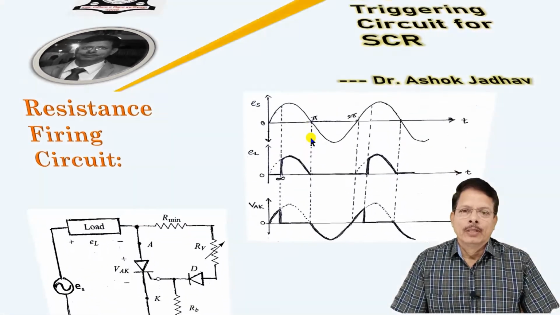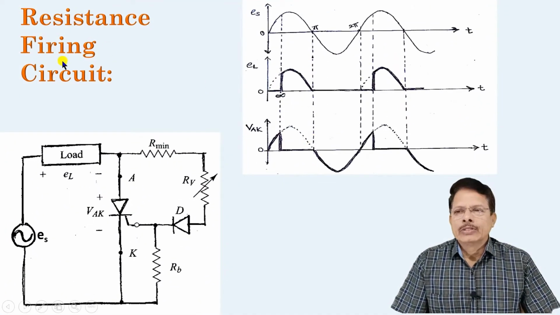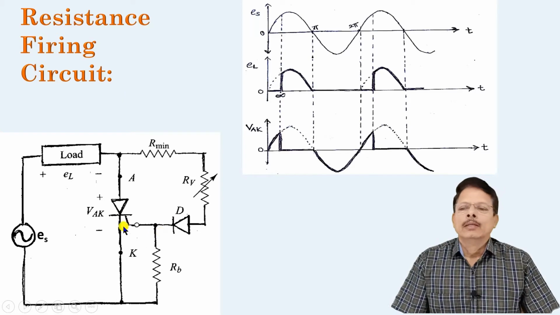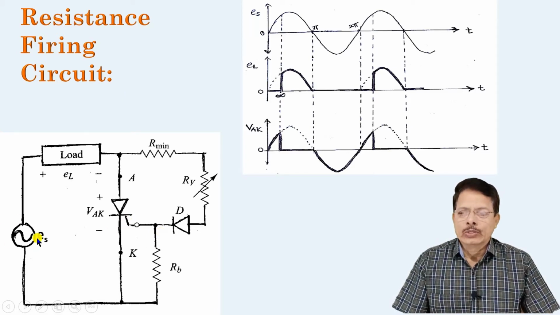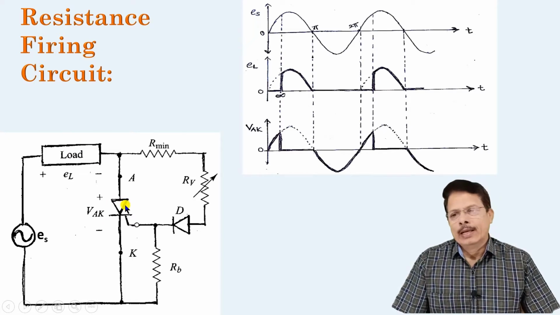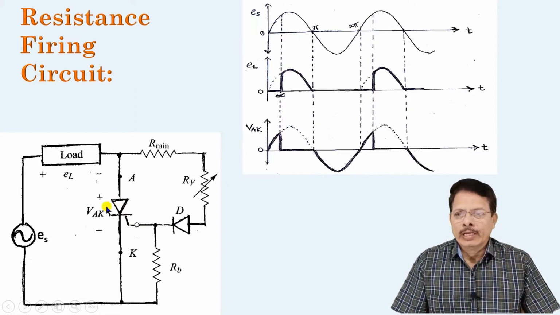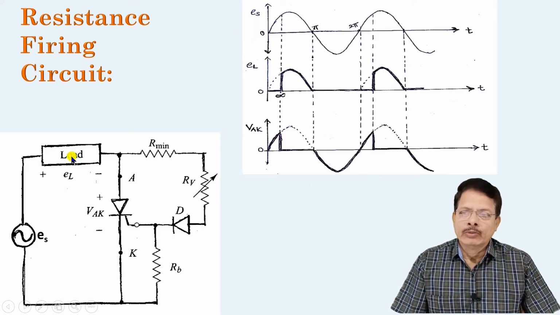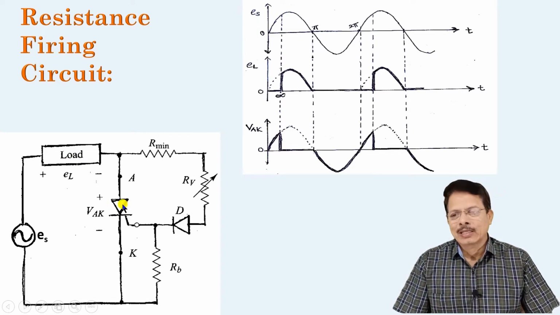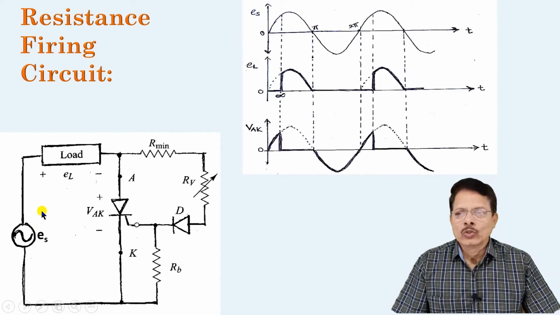In the previous video lecture, we have studied the resistance firing circuit, where this is the AC source, this is the load, this is the SCR, and by triggering this SCR at the appropriate instant, it can be turned on. When the SCR is on, current flows and power is delivered to the load. So depending upon how long the SCR conducts, the average power from this source to the load can be controlled.